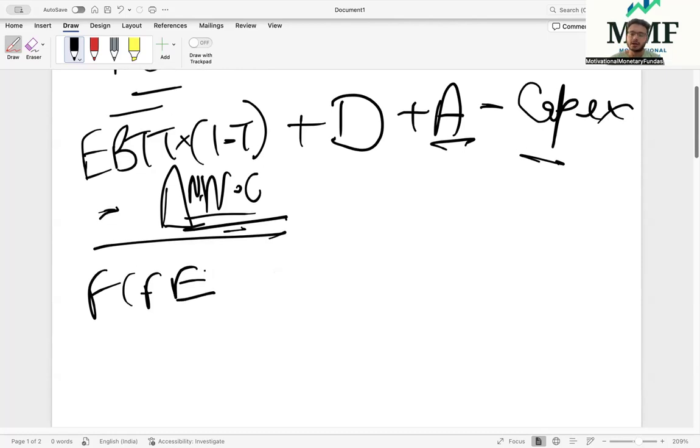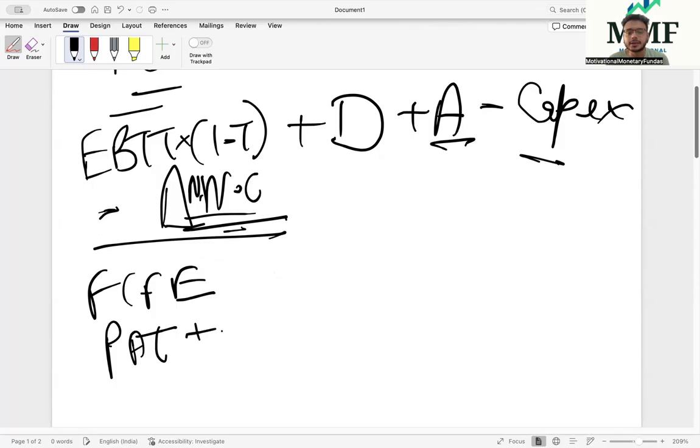The second thing that comes into account is FCFE, the free cash flow to equity. And as the name suggests, it is the cash flow that is available only to the equity holders. It means debt holders have been satisfied. That is why the formula begins from PAT, because we have paid the interest to them. And whatever is left is available to the equity holders only.